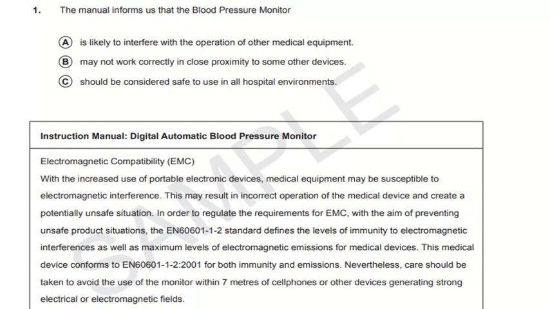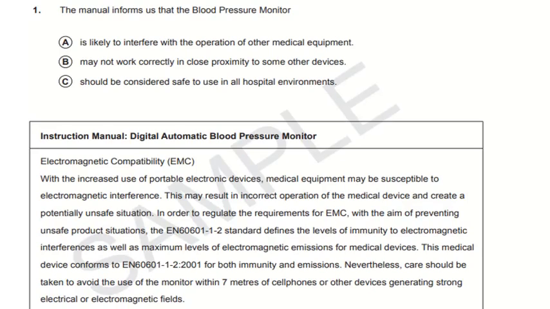Okay, let's read here. The last three lines. Starting from needless care should be taken to avoid the use of monitor within 7 meters of cell phones or other devices generating strong electromagnetic fields. So, the blood pressure monitor gets affected, not affecting the other devices.